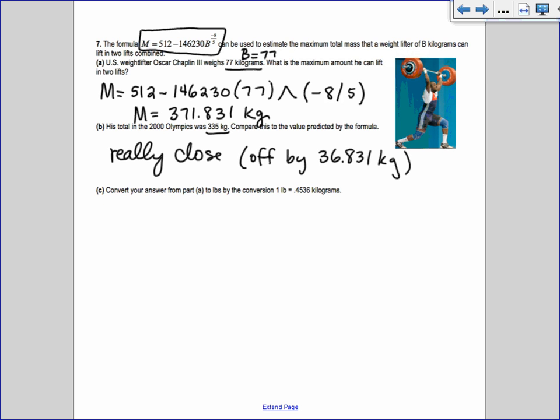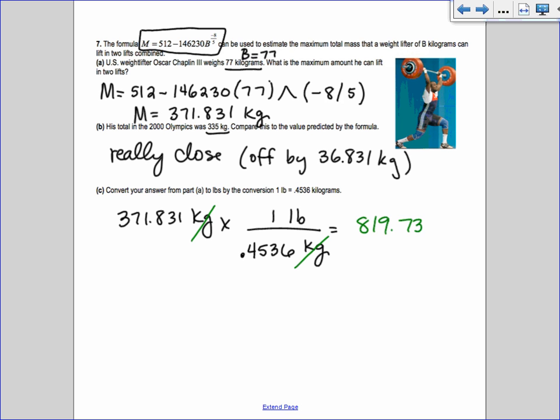Okay, so we're going to convert our answer to pounds so you guys can see what it is, because I'm guessing a lot of you don't know kilograms. So if I have 371.831 kilograms and I convert it, I do my dimensional analysis or unit conversion, stoichiometry, whatever you call it. It was the last one that got you. I heard lots of I hate stoichiometry. That's another way to convert. Okay, so when you divide, you get 0.4536. Divide it out, I get 819.734 pounds. Yes, that's 2 lifts, but he's a beast.